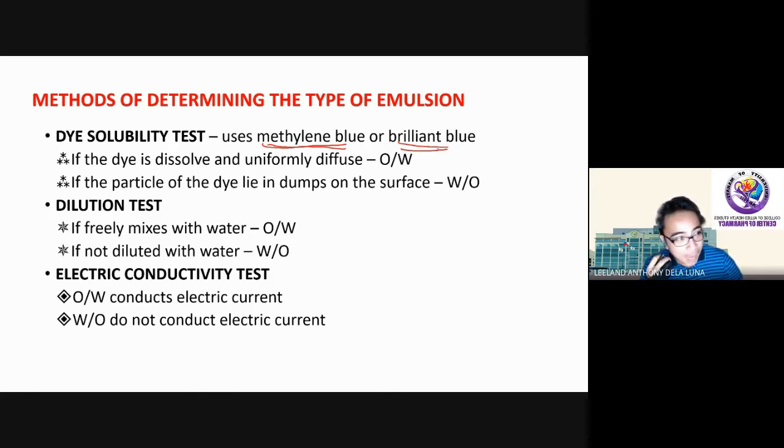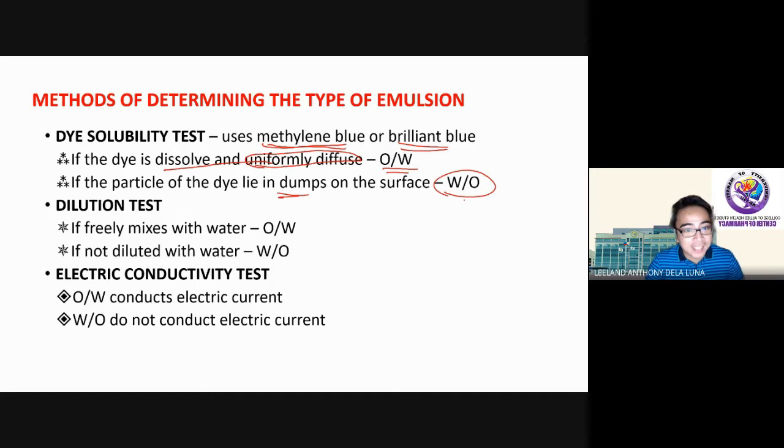But anyway, class, ano naman ang ginagawa sa dye solubility test? Normally, ang dye, natutunaw saan? Sa tubig ba o sa mantika? Tubig. Definitely tubig. So ang dyes, like methylene blue or brilliant blue, natutunaw siya sa tubig. So kung ang aking emulsion is an oil in water type, since majority ng kanyang external phase is water, ano ang magiging itsura ng dye pag binudburan ko? Kakalat yung dye, mabilis kakalat. So if the dye dissolves and uniformly diffuses, then I know that's an oil in water type. Pero if the dye does not disperse at nag-clump lang siya sa isang lugar, then that means it's a water in oil type emulsion. Make sense?